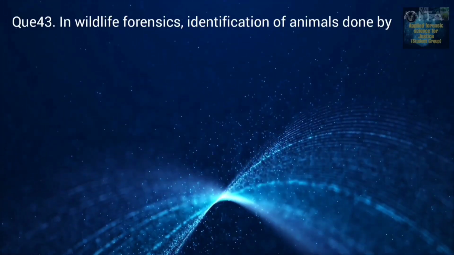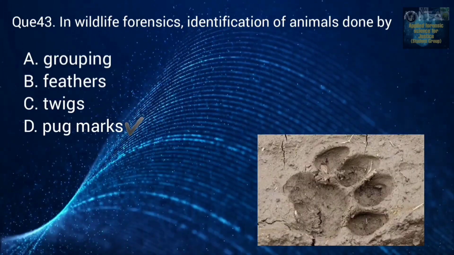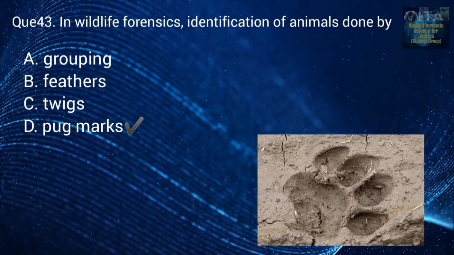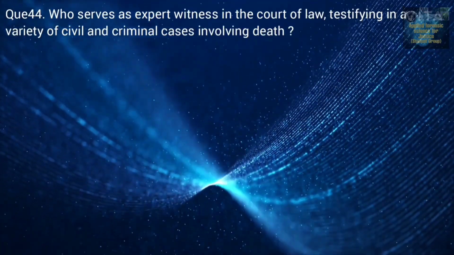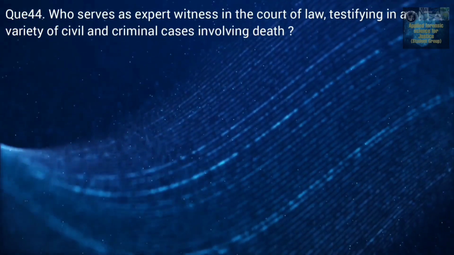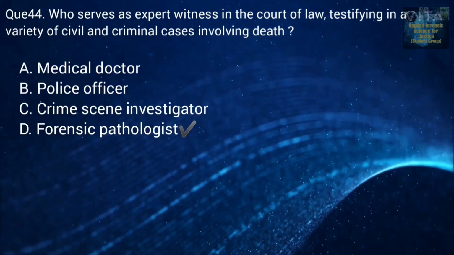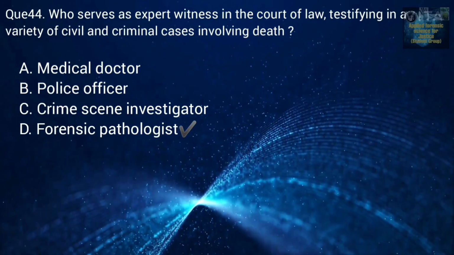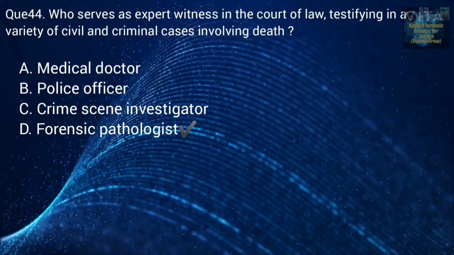Question number 43. In wildlife forensics, identification of animals is done by. Options are A grouping, B feathers, C wings, D pug marks. The correct answer is D pug marks. Question number 44. Who serves as an expert witness in a court of law testifying in a variety of civil and criminal cases involving deaths? Options are A medical doctor, B police officer, C crime scene investigator, D forensic pathologist. The correct answer is D forensic pathologist.